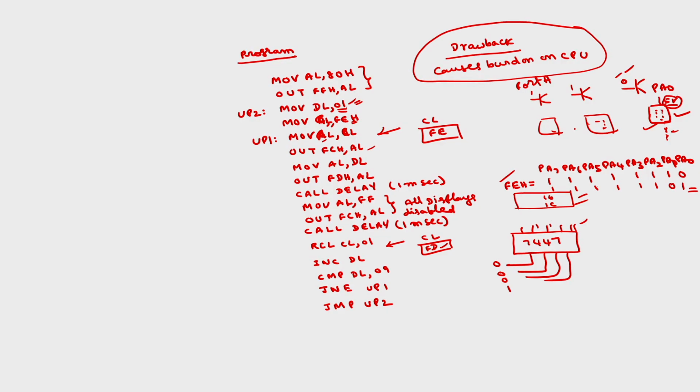In order to avoid this, we can use a dedicated IC. There is one IC called 8279, which is called a display controller. Using this display controller, we can directly connect multiple displays to the 8086. So, this is about the 7 segment display interface. Now, we will discuss how to connect high power devices to the 8086.